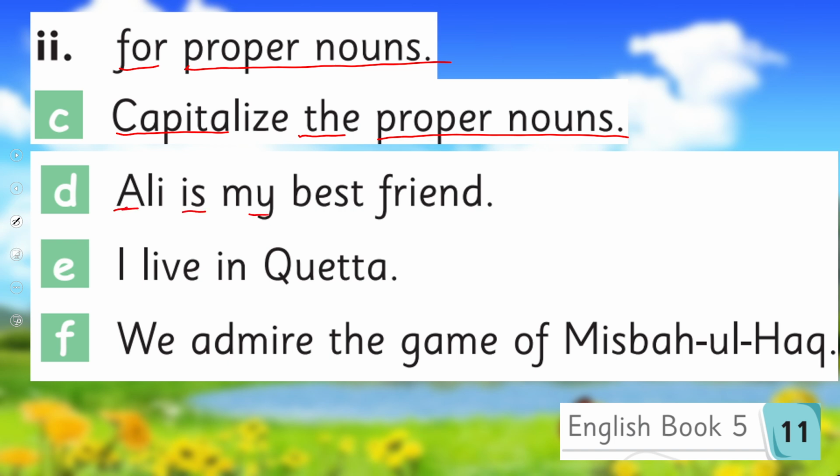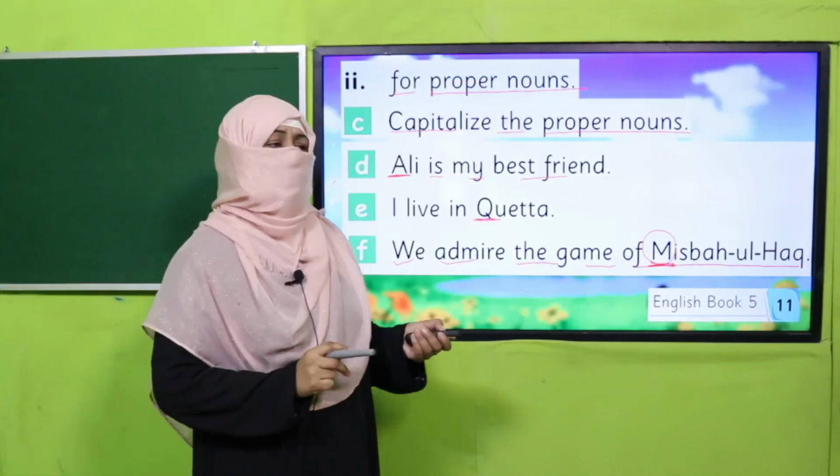Ali is my best friend. You see here this name, Ali. I live in Quetta. So Quetta is a proper noun. That's why it's written with a capital Q. We admire the game of Misbah-ul Haq. So it's a proper noun with a capital letter. All right. So this is how we use punctuation marks.